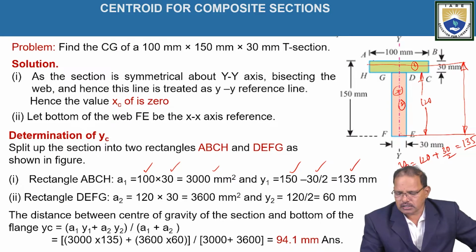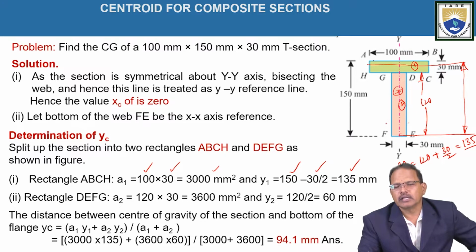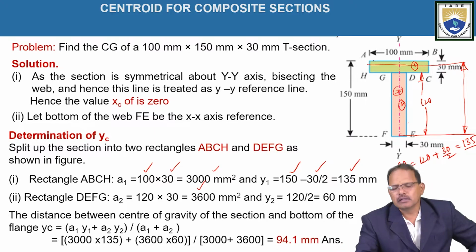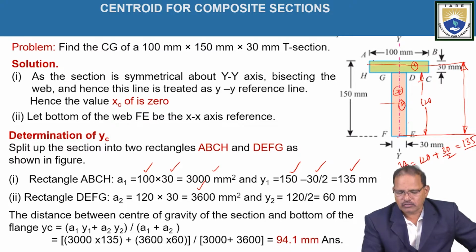Similarly, for the rectangle EFGD, the height is given as 120 mm and the width is 30 mm. Hence the area a2 is equal to 120 times 30 mm, which is equal to 3600 mm square. And y2 represents the position of the centroid with respect to the x-axis as shown in the figure. Since it is a rectangle, it lies at a distance of 60 mm from the bottom of the figure, that is half of the height, which is 120 divided by 2, equal to 60 mm.